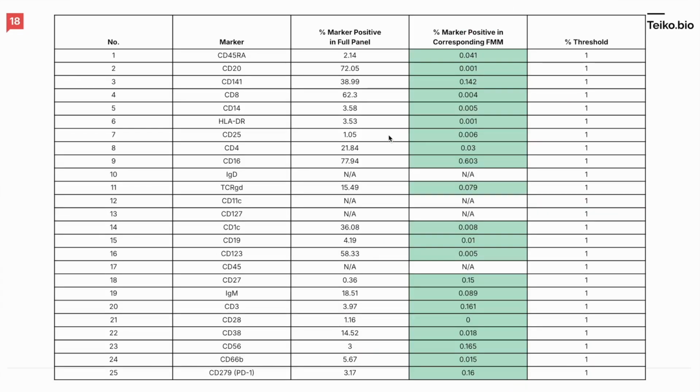Here are the results. So across all these markers, you have the percent marker positive in the full panel. These numbers ought to be high. And then the percent marker positive in the corresponding FMM. Remember, lower numbers are good here, and the threshold is 1 or 1%. So 0.041 all the way down to 0.16 compared to the 1 threshold.